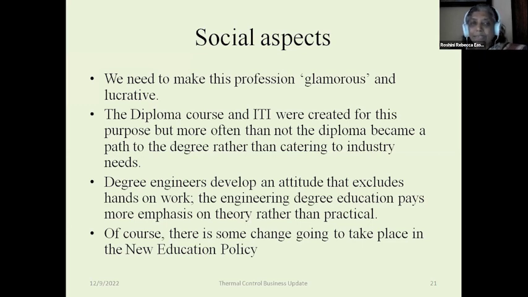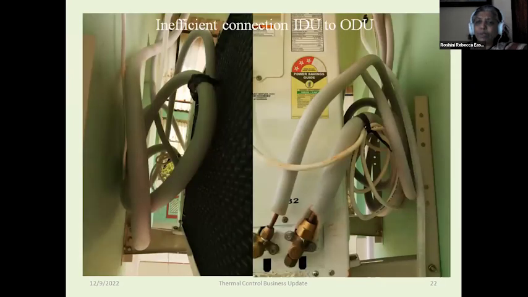And in early days, the diploma course and the ITI were created for this purpose. But more often than not, since I am from the education field, you'll find that these diploma holders are always going to go for a direct admission to the degree course, and then they become degree engineers. Once they become degree engineers, we have an attitude that the degree engineer is one step above the diploma engineer. And these things are not good for our whole scenario, because we need the technicians for proper installation and maintenance. Of course, there may be some changes in the new education law. So this is what I'm talking about.